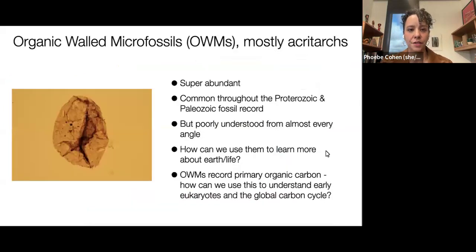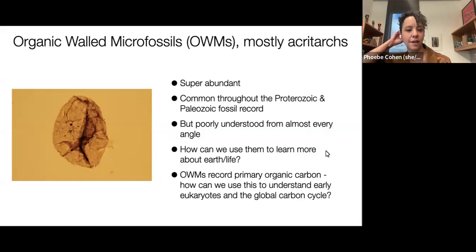So much of my work has focused on organic-walled microfossils, which are mostly things like acritarchs, which are closed-walled organic microfossils of uncertain taxonomic affinity. They're very abundant and common through the Proterozoic and the Paleozoic as well, but they're poorly understood from almost every angle and are definitely polyphyletic in terms of being made by many different types of organisms. But most of them are understood to be somewhere within the eukaryotic clade because of their complexity and their size.